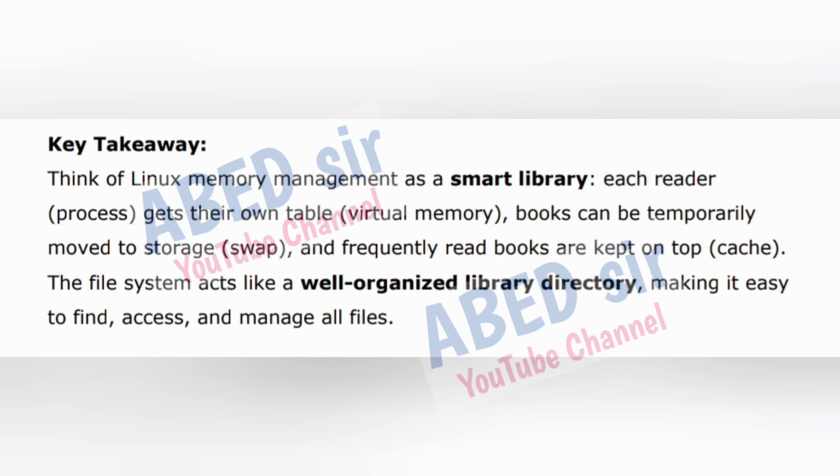Key takeaway: think of Linux memory management as a smart library. Each reader, a process, gets their own table, virtual memory. Books can be temporarily moved to storage, swap. And frequently read books are kept on top, cache. The file system acts like a well-organized library directory, making it easy to find, access, and manage all files.